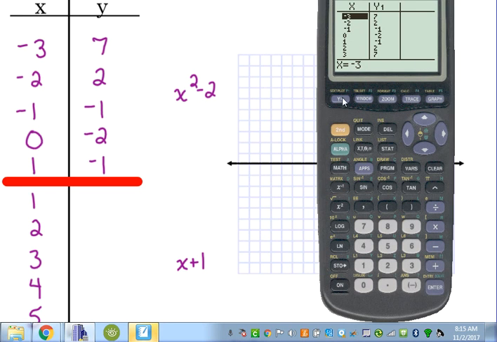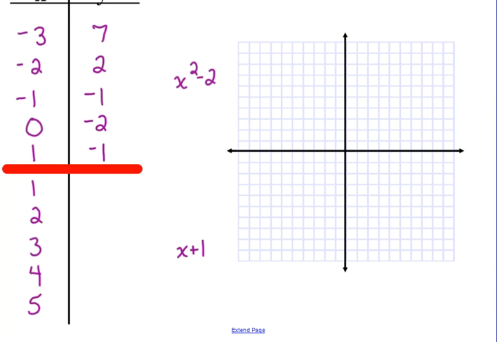And then I'm going to do the same thing for x plus 1. I really don't need my table for that. I just add 1 to all my x values, right? 2, 3, 4, 5, 6.